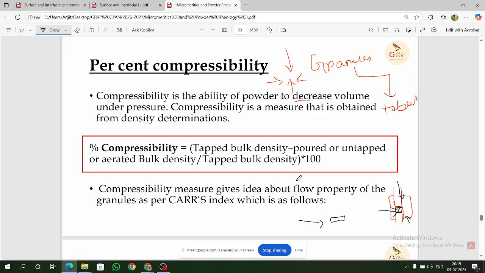Compact form means the volume, the void space, will be decreased. So how much or to what extent a particular compound or material can compress, or reduce its void space under the influence of any kind of force, that is the compressibility: the ability to get compressed. After compression it will form one compact product, in which the volume or any kind of void space will be decreased. So that is the basic concept of compressibility.